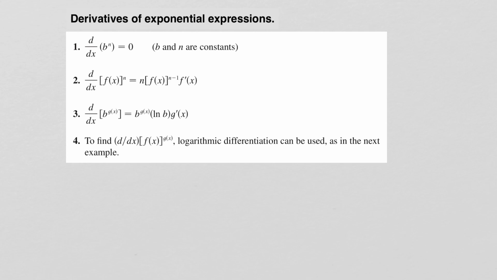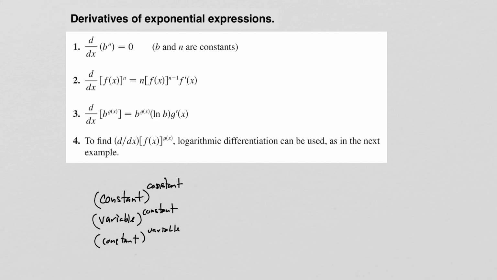Before we do our next example, let's review derivatives of exponential expressions. There are basically 4 different types of exponential expressions. You can have a constant raised to a constant power, which of course would just be a constant. You could have a variable raised to a constant power. You could have a constant raised to a variable power, or in the most complicated case, you could have a variable raised to a variable power.